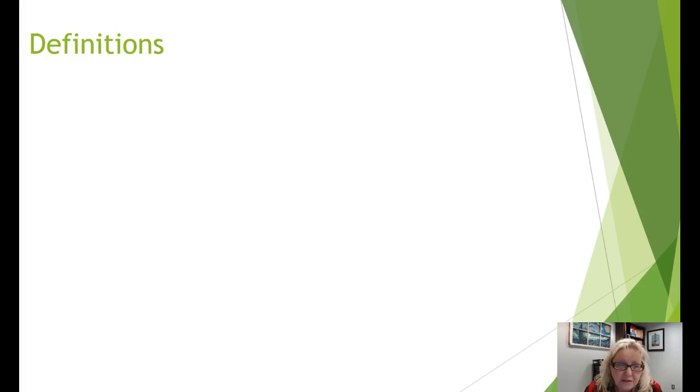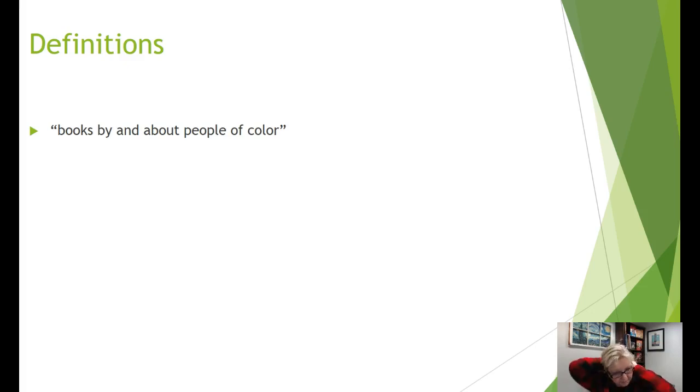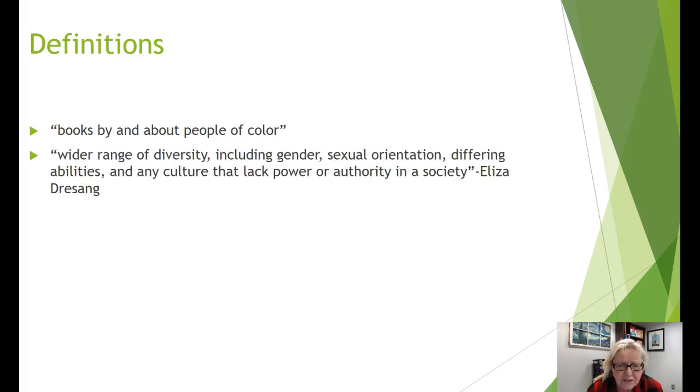So, some definitions of multicultural is where we'll start out. The most basic definition: books by and about people of color. We're going to look at the CCBC and some of the records that they keep, and this is one of their criteria that they use. Very simply, books by and about people of color indicate multicultural books. There are more in-depth definitions.